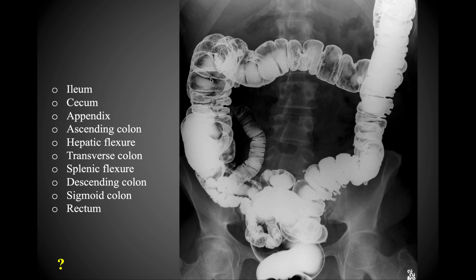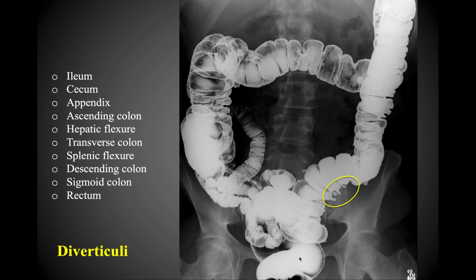We have the ascending colon, hepatic flexure, transverse colon, splenic flexure, descending colon, and then again about this point we're transitioning into the sigmoid colon, and then down here you can see the rectum. And then notice the diverticula, or diverticuli rather, that are outpouching off of the large intestine. You can see one over here as well.